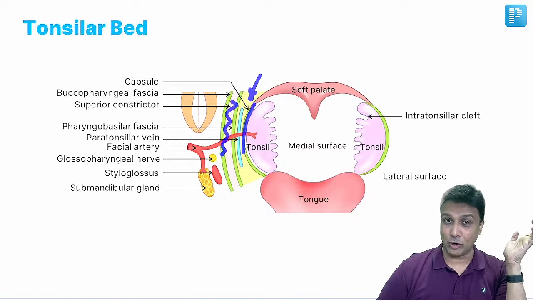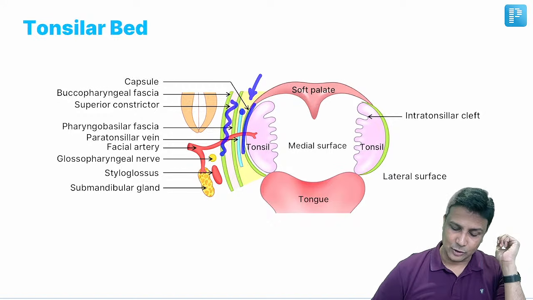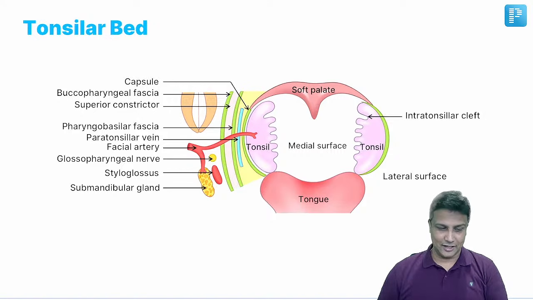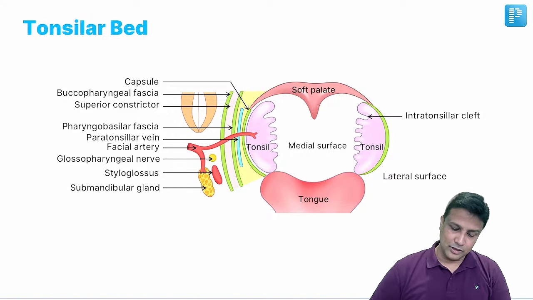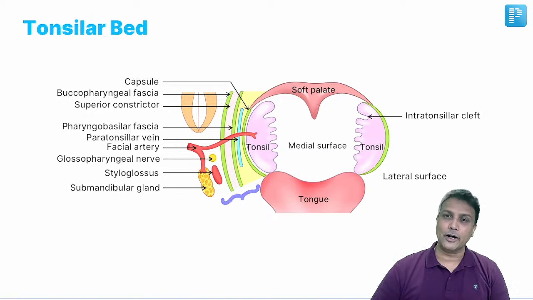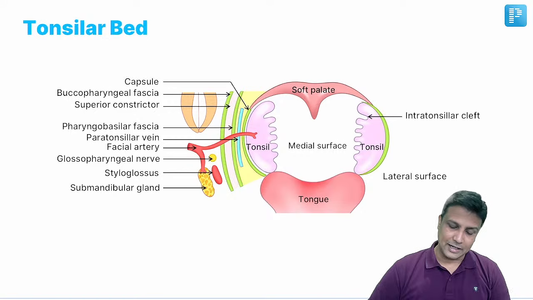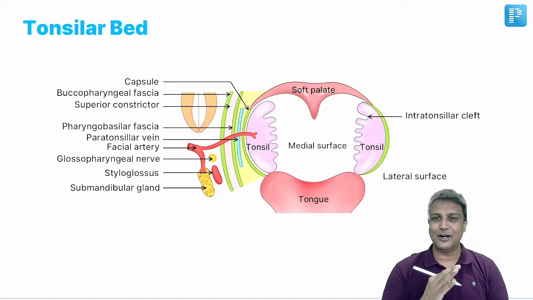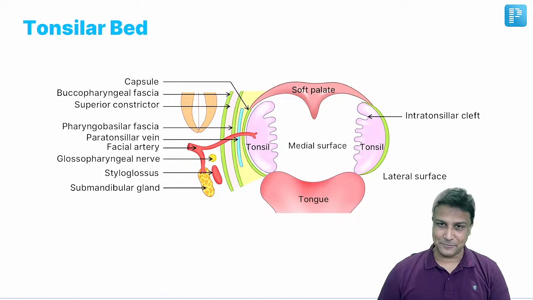Now between this capsule here and this muscle here, there is some space. That is nothing but the peritonsillar space, and there you are able to appreciate one vein here, and that vein here will be the paratonsillar vein. So these are all the structures that you have to remember in order one by one. First there will be capsule here, then there will be paratonsillar vein here, and then there is a muscle, and that muscle will be having one fascia inside and one fascia outside. All of them are together going to form that tonsillar bed.